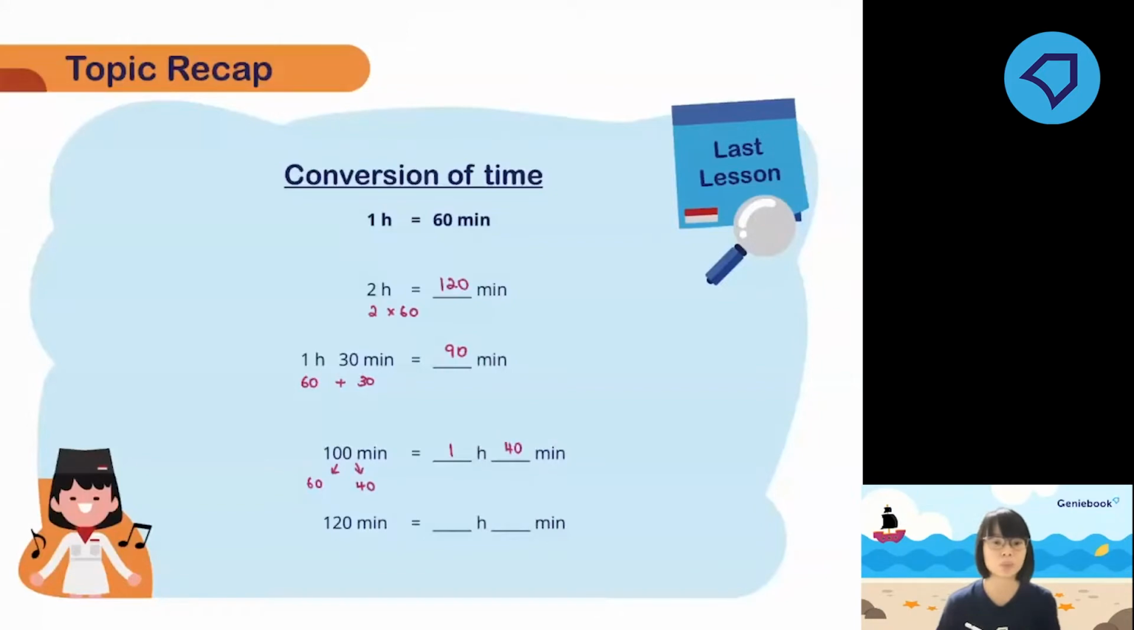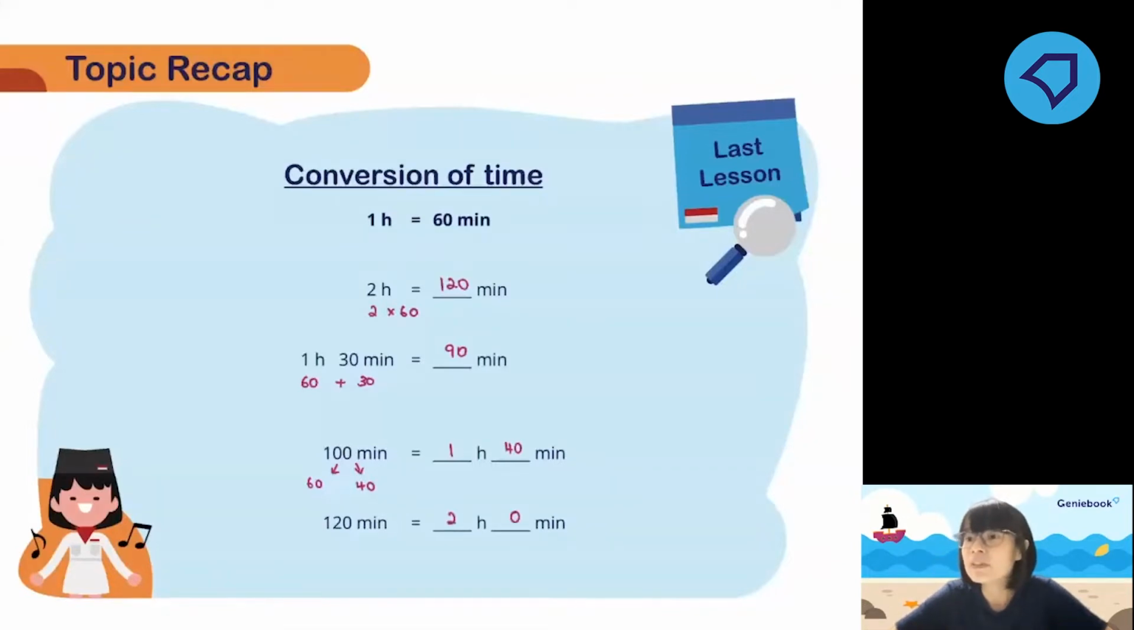60 plus 40 is equal to 100. We know 60 minutes is equal to 1 hour. So it's 1 hour and 40 minutes. How about 120 minutes then? It's just 2 hours and 0 minutes. Excellent job, guys. Everybody got the correct answer.